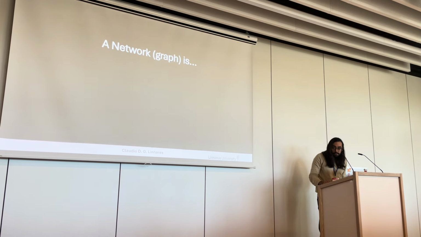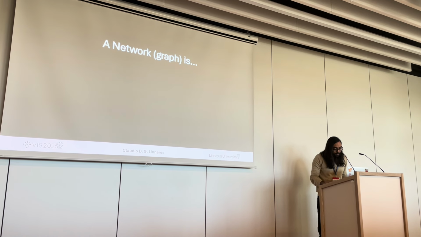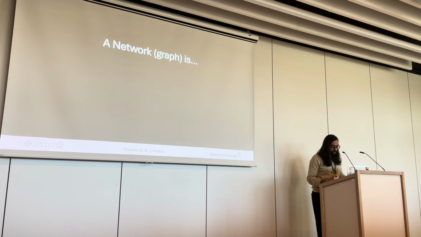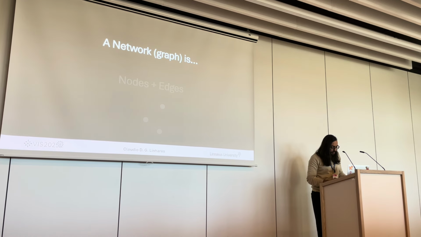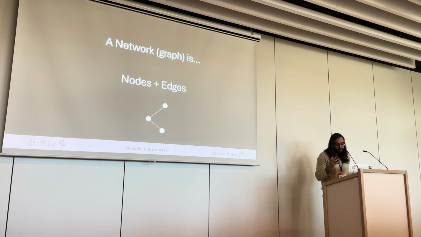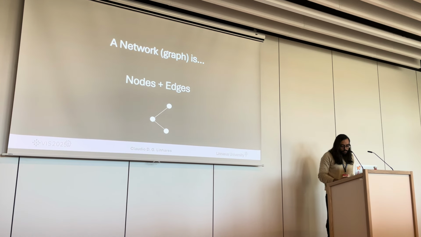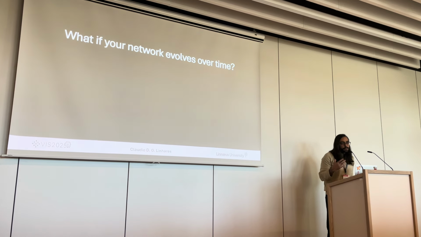So this work is heavily based on the concept of networks and graphs, and here we are working with the definition of a set of nodes and edges. But we are working with a specific type of graph, so we are dealing with the idea of temporal graphs.